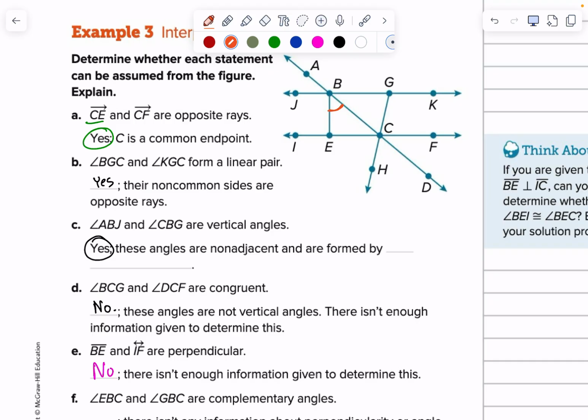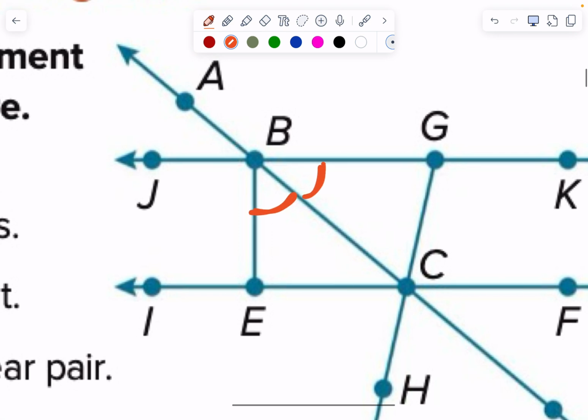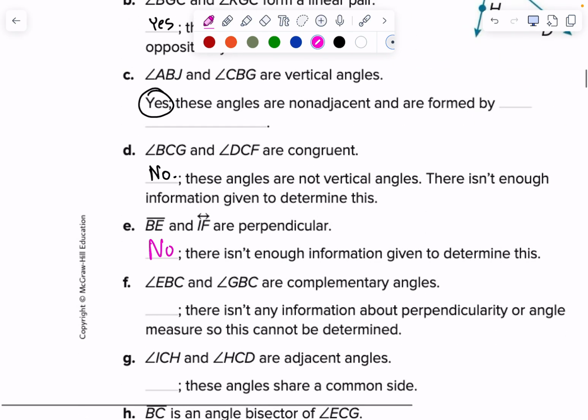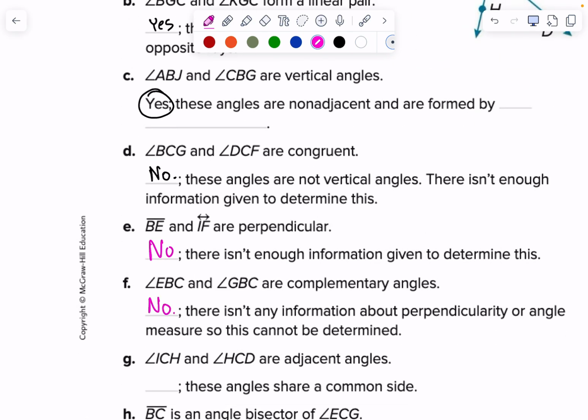EBC, this angle here, and GBC, this guy, are complementary angles. This guy and this guy. Complementary means they add up to be 90. Yes. This guy looks like he's 90, but do I know that for sure? No. Maybe he's 91, right? So they look like they might be complementary, but because I don't know that that's 90 degrees, we don't know that for sure, right? So no. Ooh, we're about to the end.